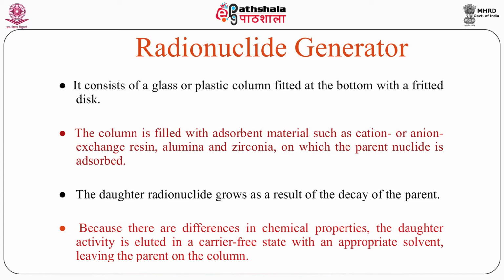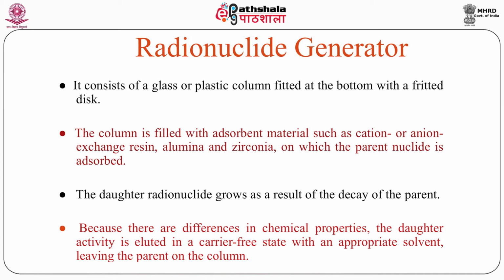Again we summarize: when we talk about a generator, it consists of a glass or plastic column fitted at the bottom with a fritted disc. I'll show the picture to you next slide. The column is filled with adsorbent materials such as cation or anion exchange resin, alumina or zirconia on which the parent nuclide is adsorbed. The daughter radionuclide grows as a result of decay of the parent, because the parent, this is molybdenum, keeps on decaying with a 67 hours half-life, and half of the activity decays out and forms the technetium, and technetium remains there and has a half-life of 6 hours, it just started decaying.